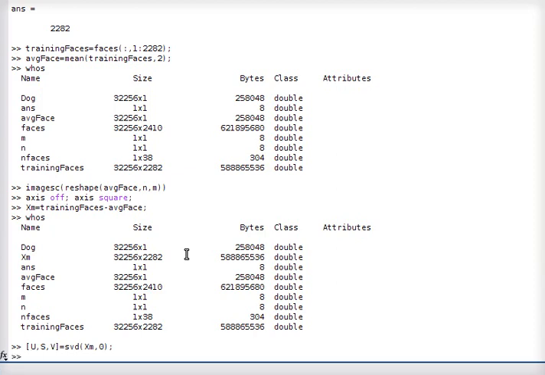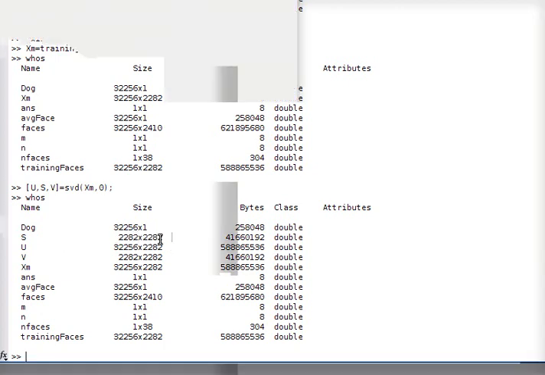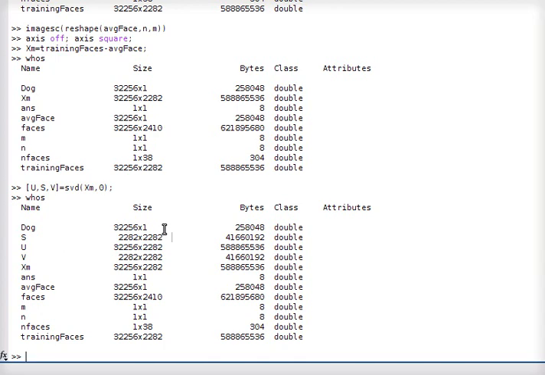There we go. Good. Let's type in whose. Good. And you can see that S is 2282 by 2282, which is kind of odd, right? Because S is really a diagonal matrix, so you really don't need all this stuff. Most of these numbers are zero, right? So really we just need to keep the diagonal, and in Python I think that is what comes out, just the diagonal entries as a vector. So if you wanted to rewrite this as a matrix, you would have to use the diag command.